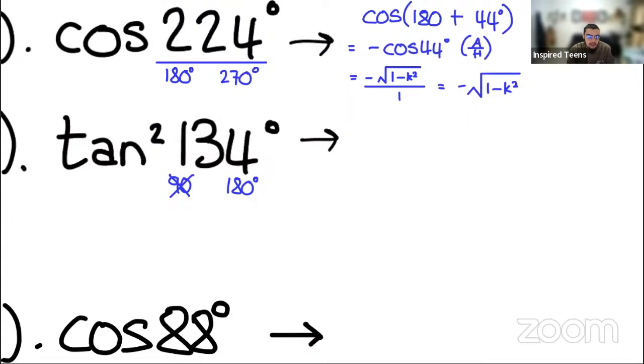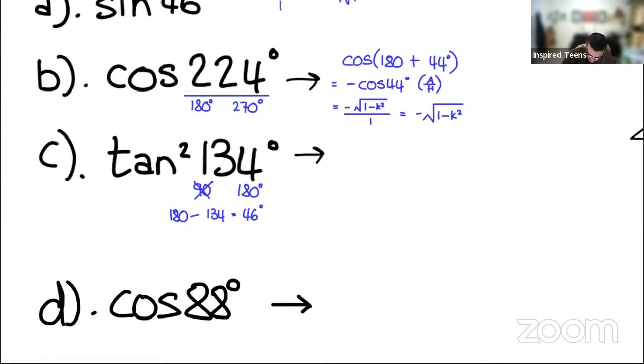So I say 180 minus 134 to check what that actually gives me. And this gives me a value of 46. And this is an angle inside of my triangle. So without changing its value, I can re-express it as tangent squared of 180 degrees minus 46. Okay, now I've written it in terms of its reduction angle. I haven't changed its value, but now I can simply reduce it.